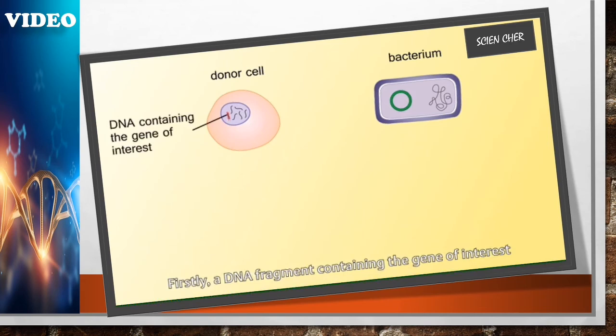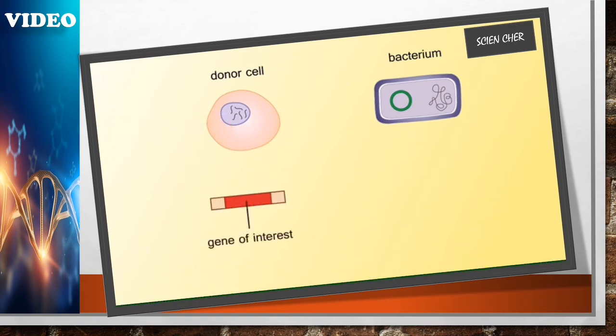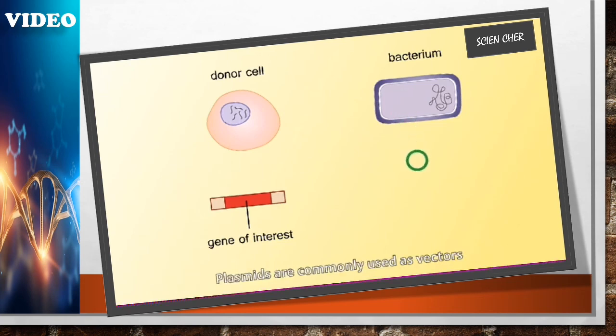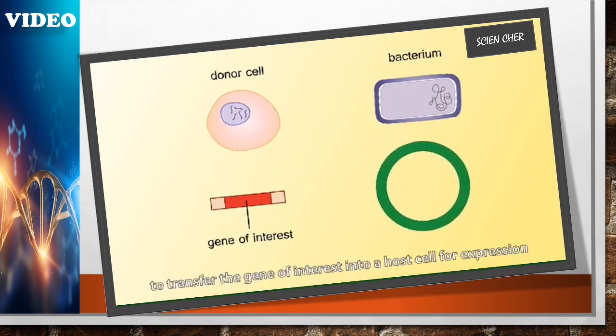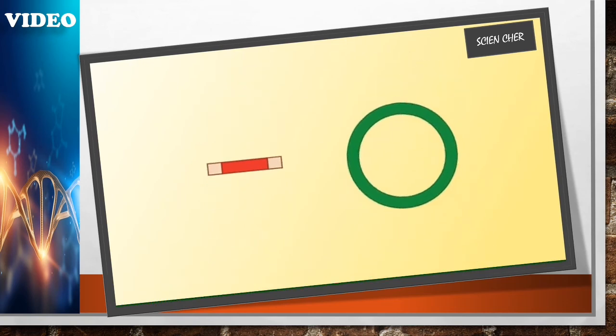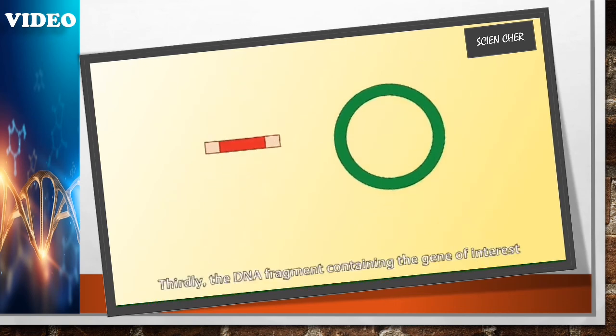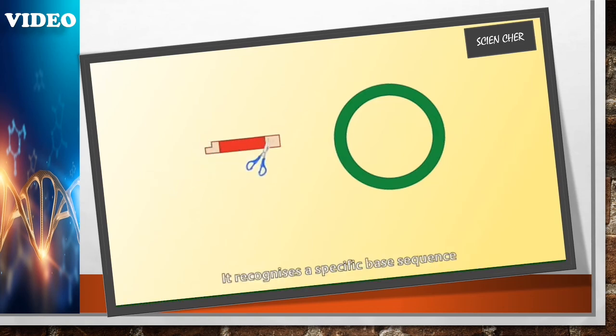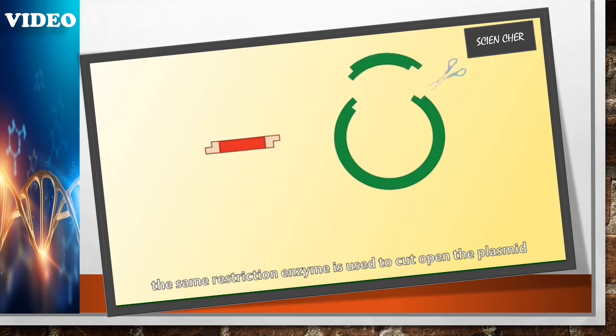Firstly, a DNA fragment containing the gene of interest is obtained from a donor cell. Secondly, a suitable plasmid is obtained from a bacterium. Plasmids are commonly used as vectors to transfer the gene of interest into a host cell for expression. Thirdly, the DNA fragment containing the gene of interest is cut using an enzyme called restriction enzyme. This enzyme acts like scissors. It recognizes a specific base sequence and cuts the DNA at a specific point. On the other hand, the same restriction enzyme is used to cut open the plasmid.